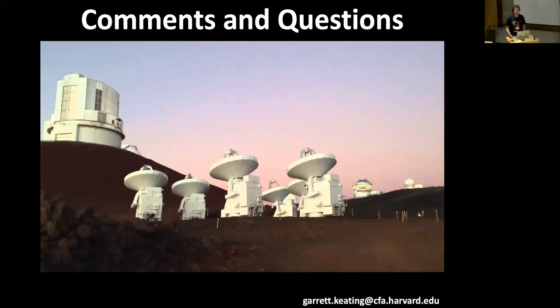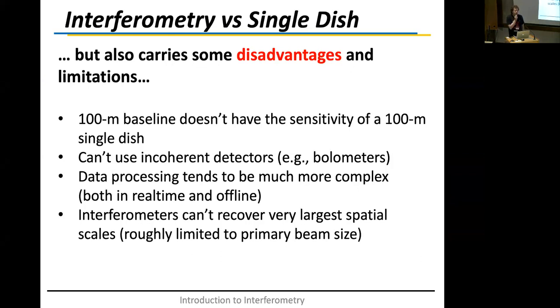Can you actually go back to your last slide, please? Yeah. So you mentioned that one of the disadvantages of doing interferometry is that these interferometers can't recover the larger spatial scales, and that we're roughly limited to the primary beam size. And so my question has to do with the practical, real world radio astronomer. How much do you see folks, when they are doing research, using a combination of interferometers and single dishes in order to make up for this limiting factor?